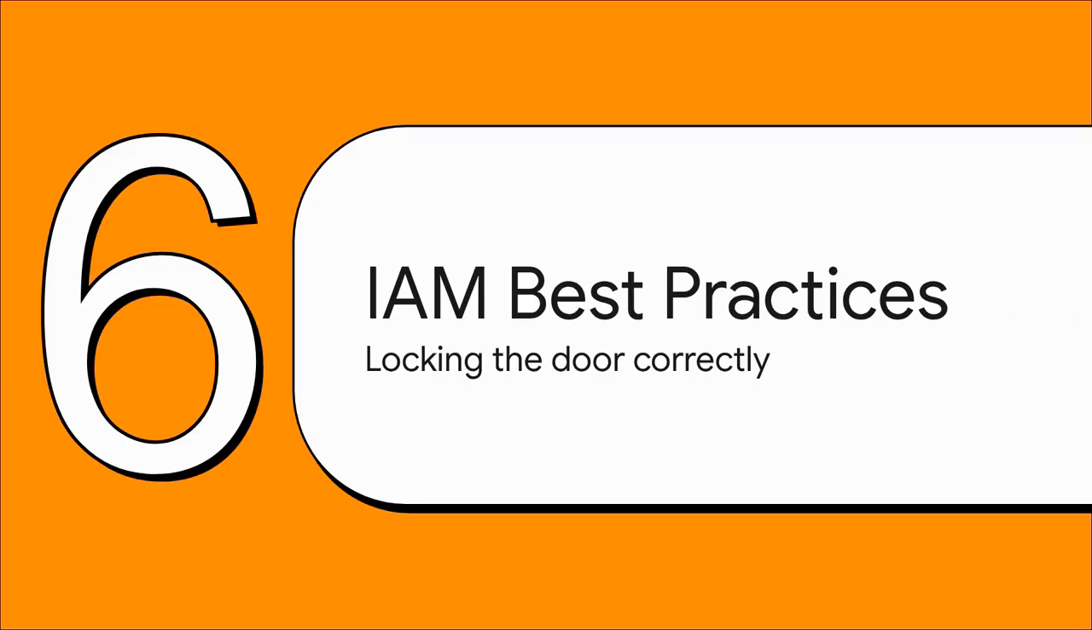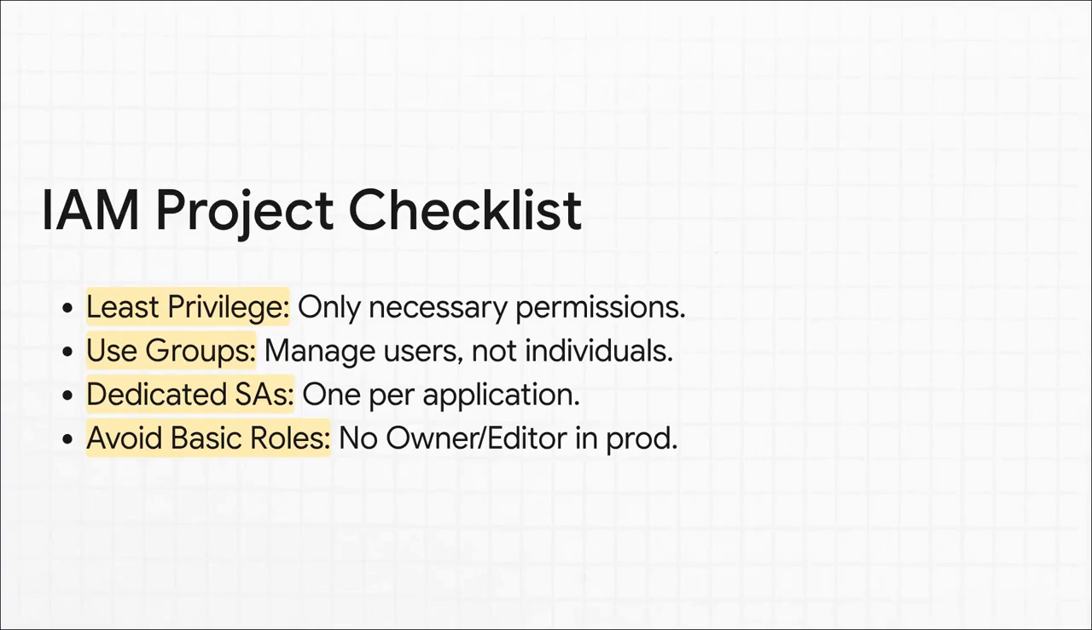So now that we've seen how all the pieces fit together, let's talk about some absolutely essential best practices to make sure you're locking your cloud doors the right way. Here's a quick checklist you can use for any new project. First, and most importantly, always apply the principle of least privilege. Give only the permissions that are absolutely necessary and nothing more. Second, please manage users with groups, not as individuals. It's way more scalable and a lifesaver when you need to audit things. Third, give each application its own dedicated service account. And finally, I can't say this enough, avoid those powerful basic roles like owner and editor in your production environments.